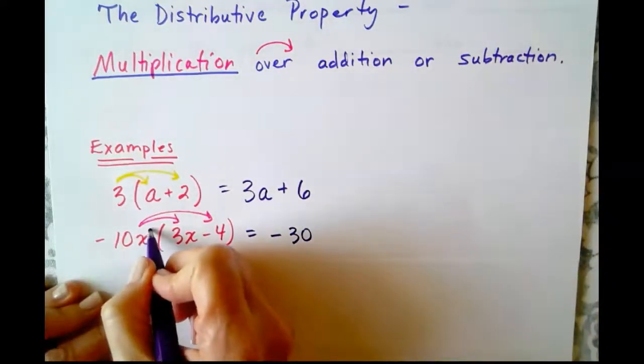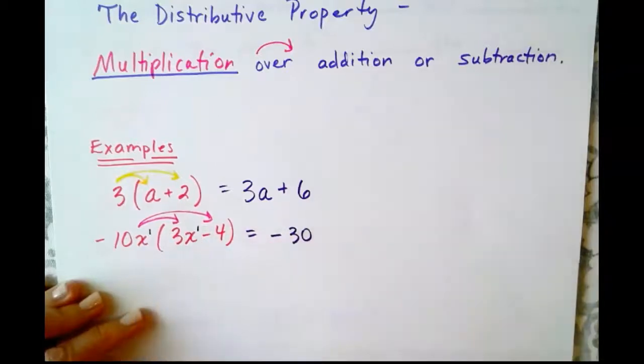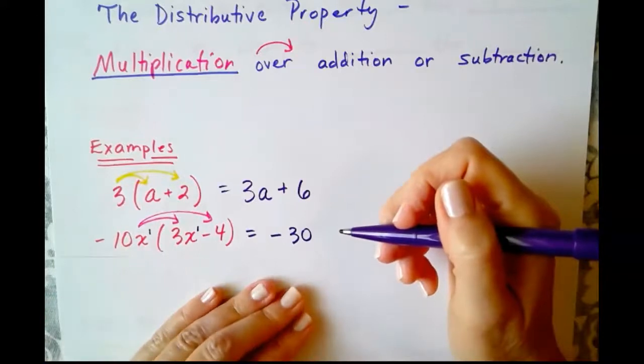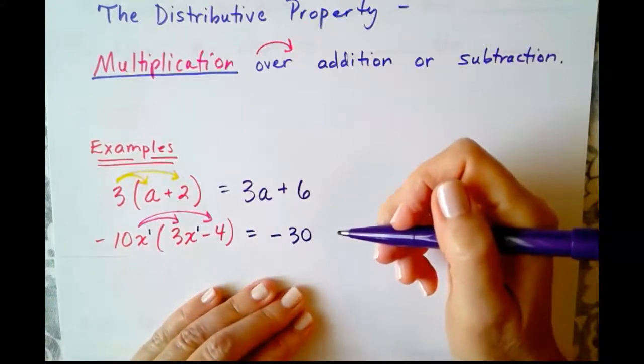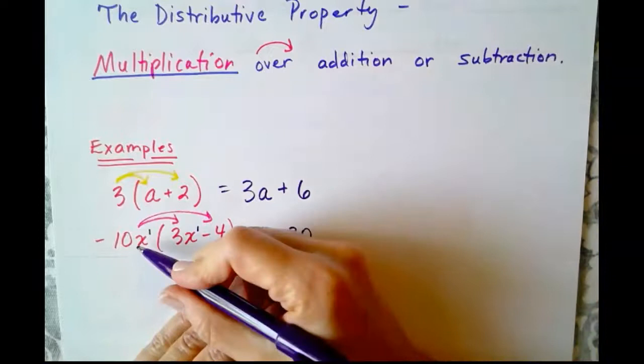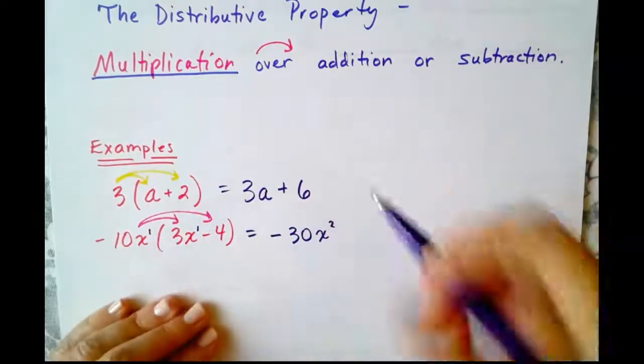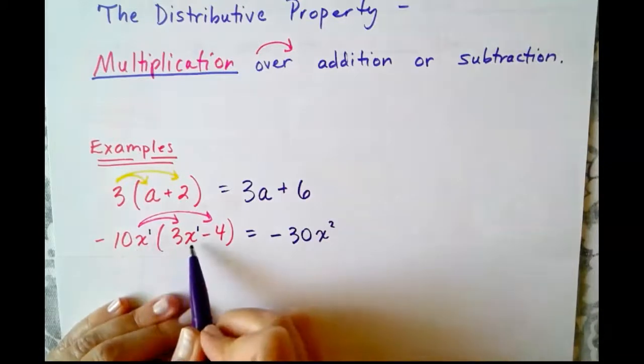Remember, this is x to the first times x to the first. So in pre-algebra, you learned the properties of exponents. If we're multiplying and the bases are the same, add the exponents. X to the first times x to the first is x squared. Because truly, x is getting multiplied to itself twice.